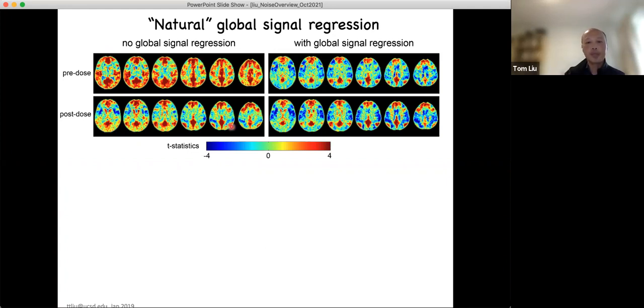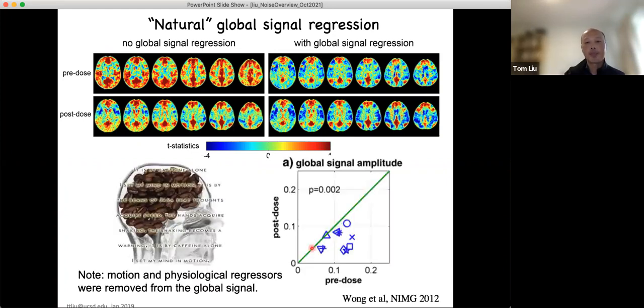Okay. And so you can see that this is the global signal amplitude before and after, and there's a clear decrease in the global signal, just by giving people caffeine. So one takeaway could be you should just give all your subjects caffeine, and then you don't have to worry about this.